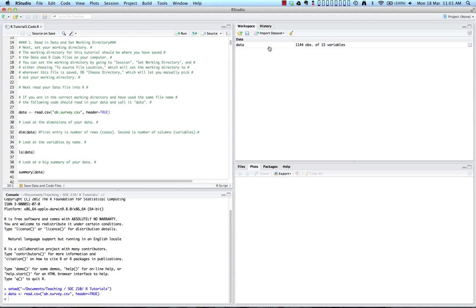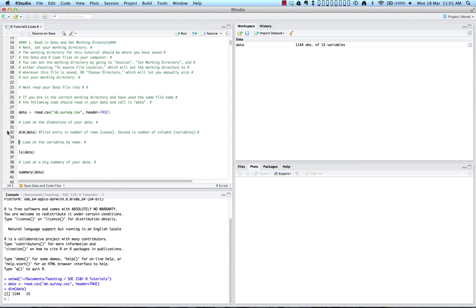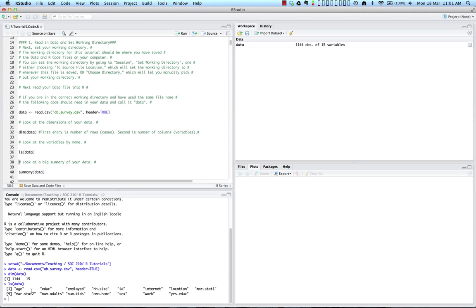We can see here in our workspace that it's now here. We can also look at the dimensions of our data using the dim function. So here we can do that, and we see that our first entry is for our number of rows or cases. So we have 1,144 cases, and the second number is for our number of columns or variables. We have 15 variables. In addition, we can look at our variables by name and see that we have age, education, employed, and so on for our variable names.